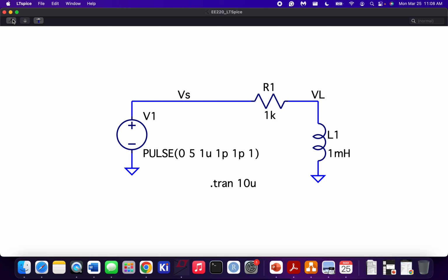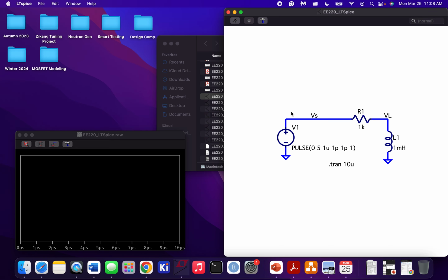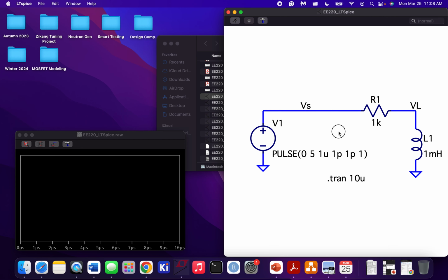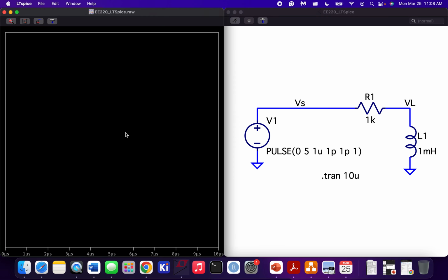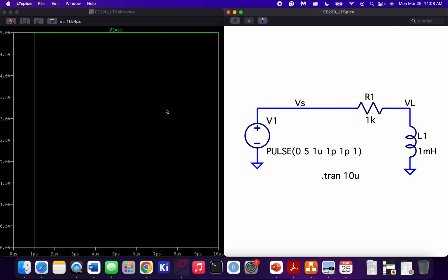Okay, so let's go ahead and run it and see what happens. We are going to zoom in on this a little bit and then let's blow this up. Look at our source voltage. Let's look at what happens to my inductor voltage. Yep, it jumps up and then bleeds off back to 0 because in DC an inductor is a short circuit.